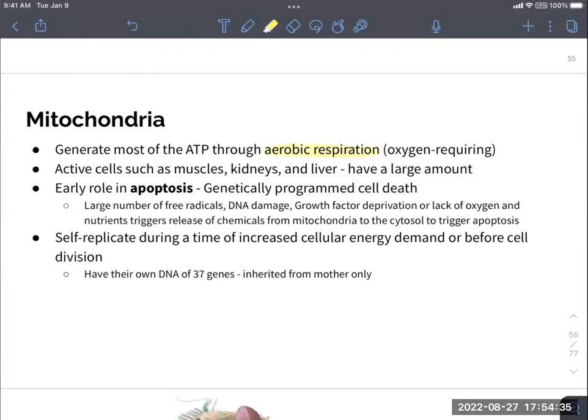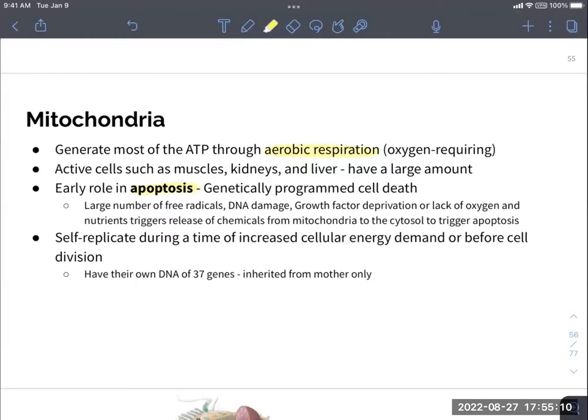The mitochondria also participate in apoptosis, which is a genetically programmed cell death. So if we get a lot of free radicals into our cells, DNA is damaged, growth factors are deprived, or the cells lack enough oxygen and nutrients, this triggers the mitochondria to release chemicals that trigger the cell to kill itself.